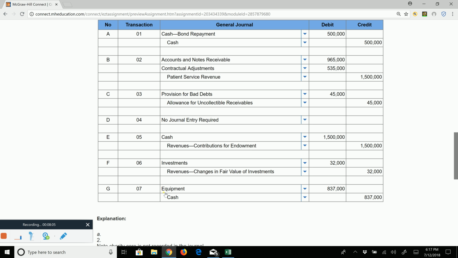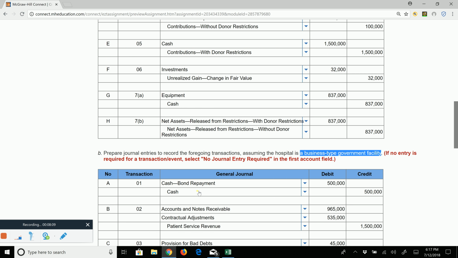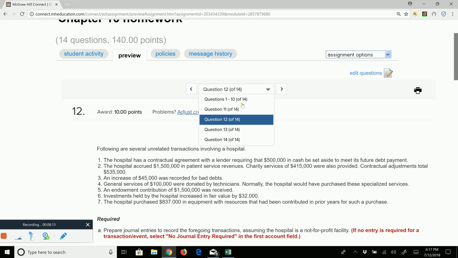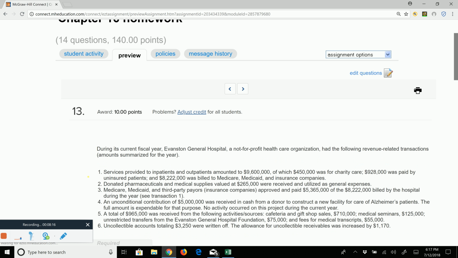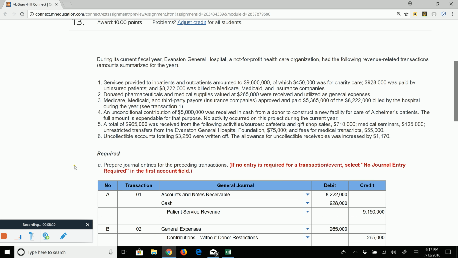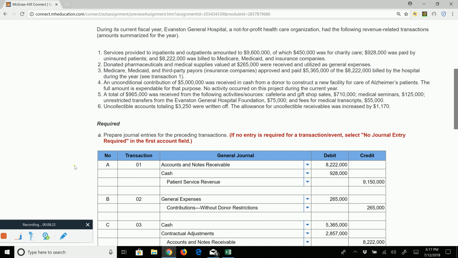Great homework problem. Shows them side by side what the changes are, what the differences are. Really like this homework example. Shows you side by side what's going on. All right, now let's take a look at a private nonprofit hospital. More of the same. We just keep practicing, okay?